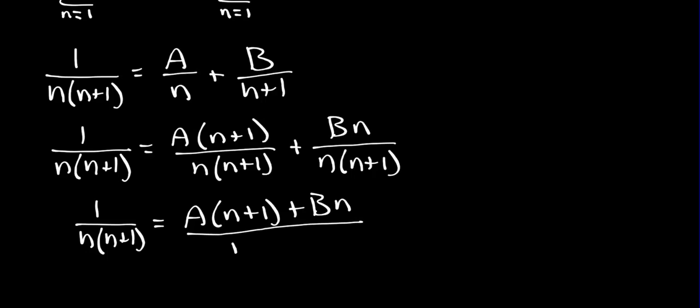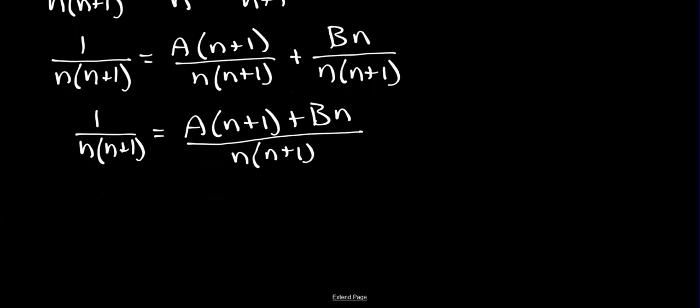Now there's shortcuts to this, of course. I'm just acting like you haven't seen this in a while. So here's what we have. Now, if these two sides are equal, if the left and the right-hand side are equal, and the denominators are the same, I can just focus on the numerator. So what I have is 1 equals a times n plus 1 plus bn.